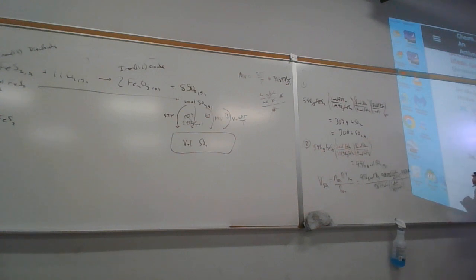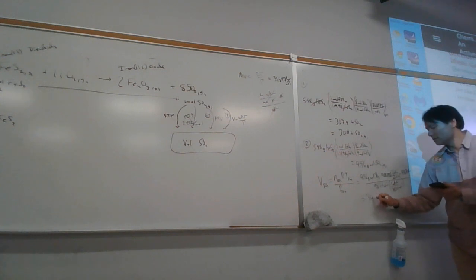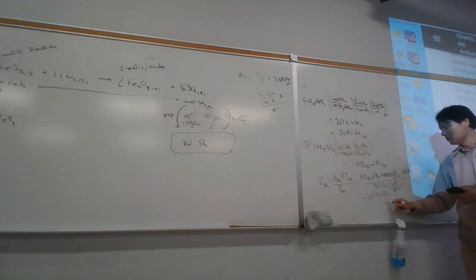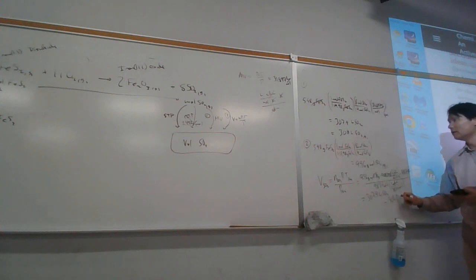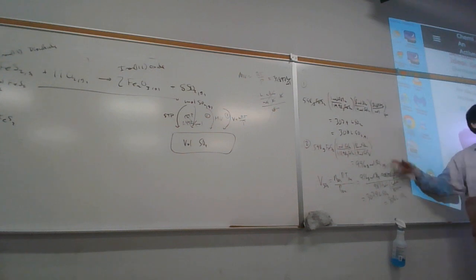And so 9.968, I left all the digits in my calculator, times 0.08206 times 487 divided by 983 times 760. And I get 307.9 liters of SO2, which is going to equal 308 liters of SO2. Both of these should give you the same answer within rounding.